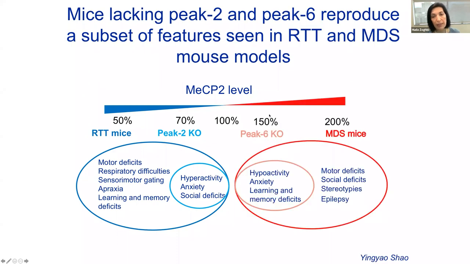And on the other side, the mice that have 50% increase don't have all the features of MDS that you see on this slide. They have a subset of the features: the anxiety, hypoactivity, and learning and memory deficits. So what this tells us is, if you start with 200% and you go to 150%, at minimum, you're going to rescue some of the motor deficits, some of the social deficits, some of the epilepsy. Of course, if we get to 100%, we're going to get to normal. But if we overcorrect by 30%, you will get a little bit of hyperactivity, anxiety, and social deficit.